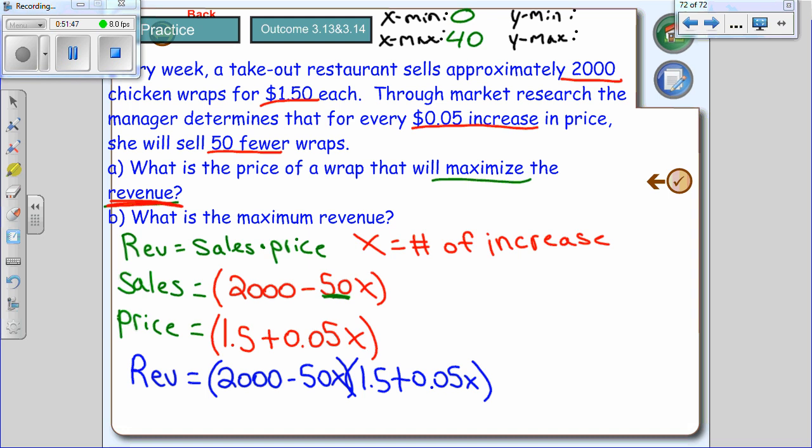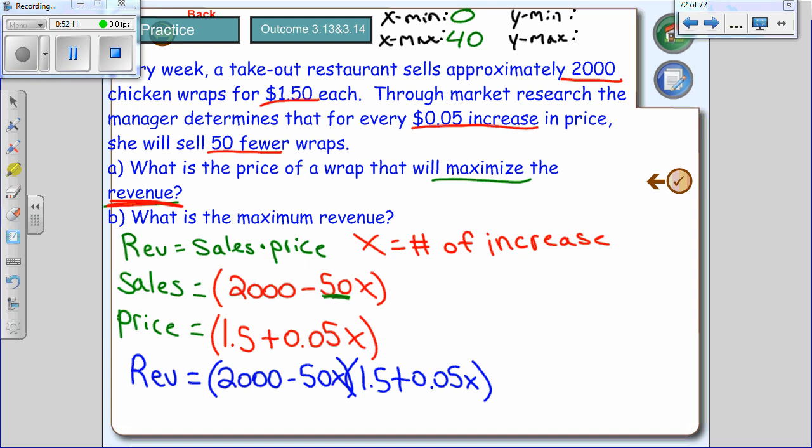All right, Y minimum, Y maximum. What does Y represent in this question? Y is my revenue, right? When I graph this thing, I'm graphing my revenue. What's the least amount of money I can make? $0. It's crappy revenue, but it's still revenue. Anything less than that's unrealistic.